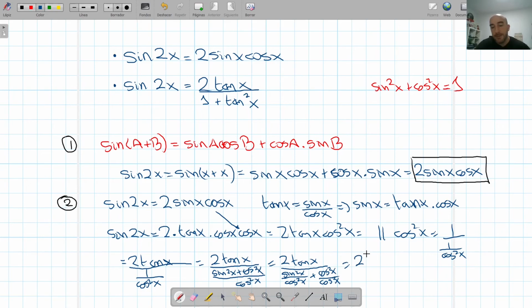And as you see, this part over here is 1, that part over here is the tangent. So there we have tangent squared, sorry. So there we have the second expression.